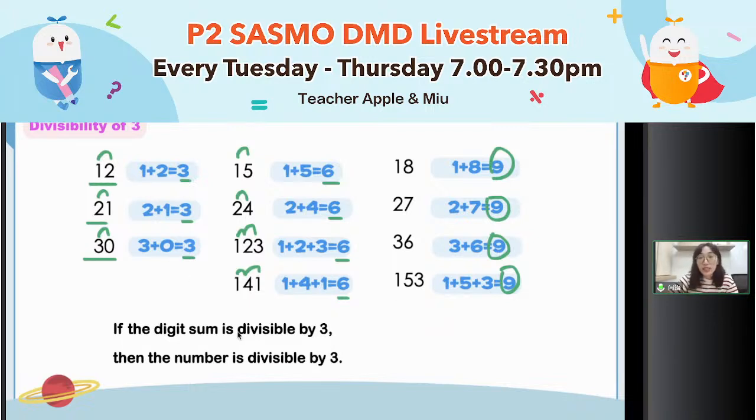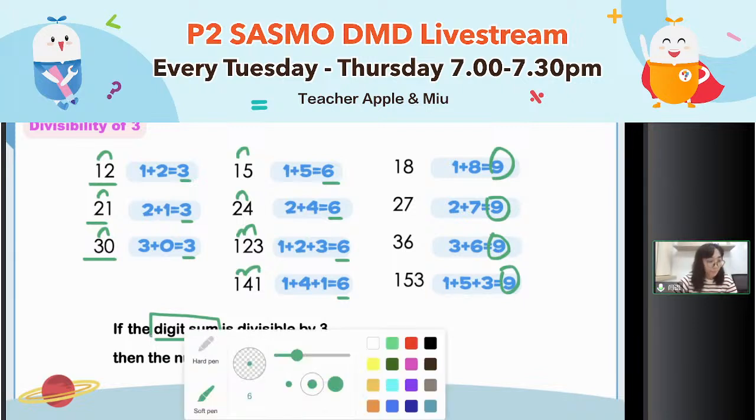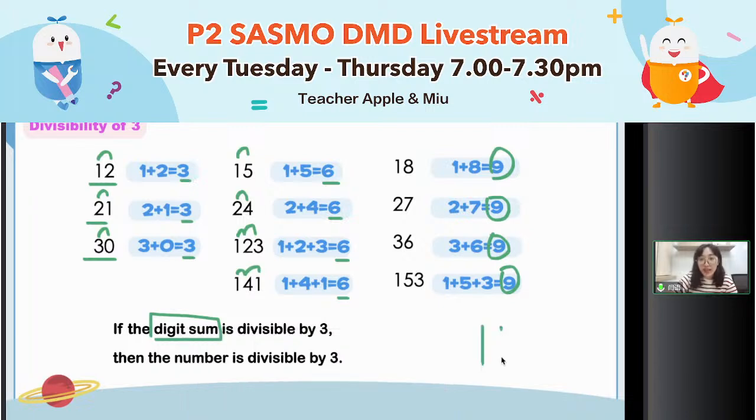When it comes to divisibility of 3, that is, if the digit sum is divisible by 3, then the number is divisible by 3. Okay, pay attention to the keywords here. It is digit sum. Understand? So now the last question for you, everyone. Please tell me, 111. Is it divisible by 3 or not? Yes or no? Think about it. 111. Is it divisible by 3? Yes or no?